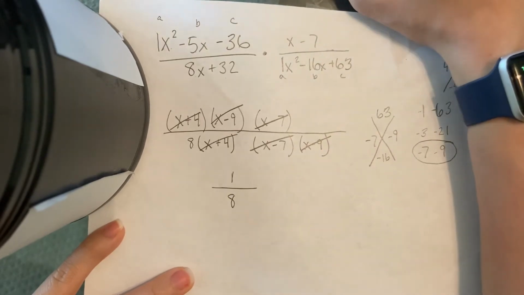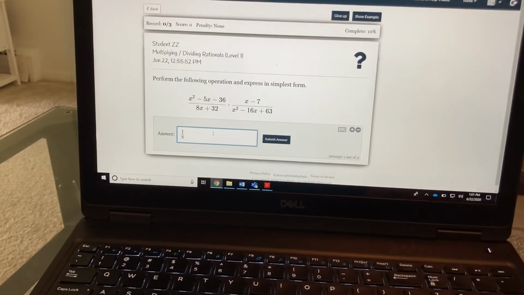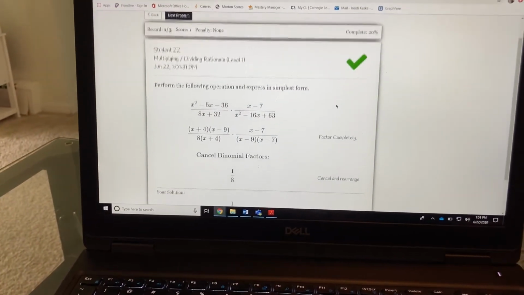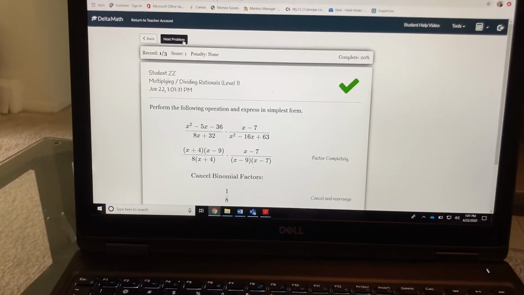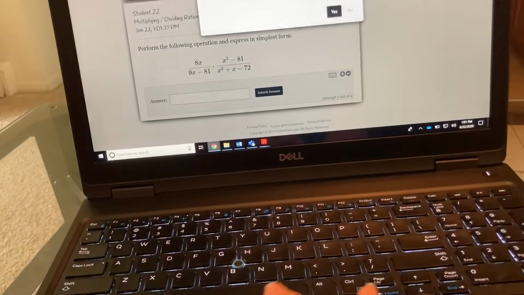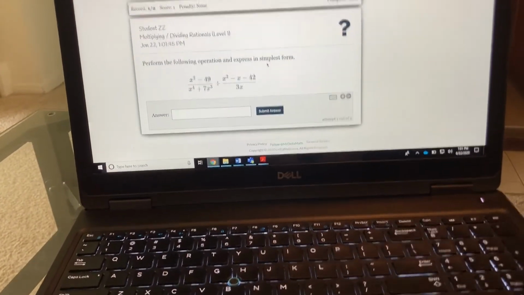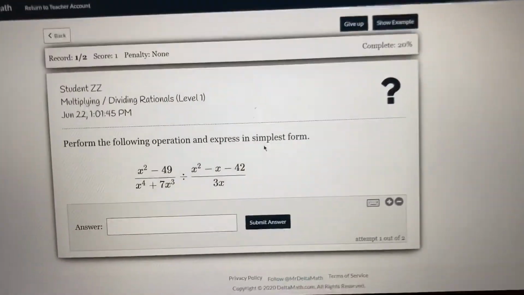So then you can type this in your Delta Math page. Again, backspace key will get you a fraction, so 1 over 8. And I want to submit, and there's how you do multiplication. Now this skill is going to switch between multiplication and division. So let me get to a division problem. So here is what a division problem might look like for you. There it is.